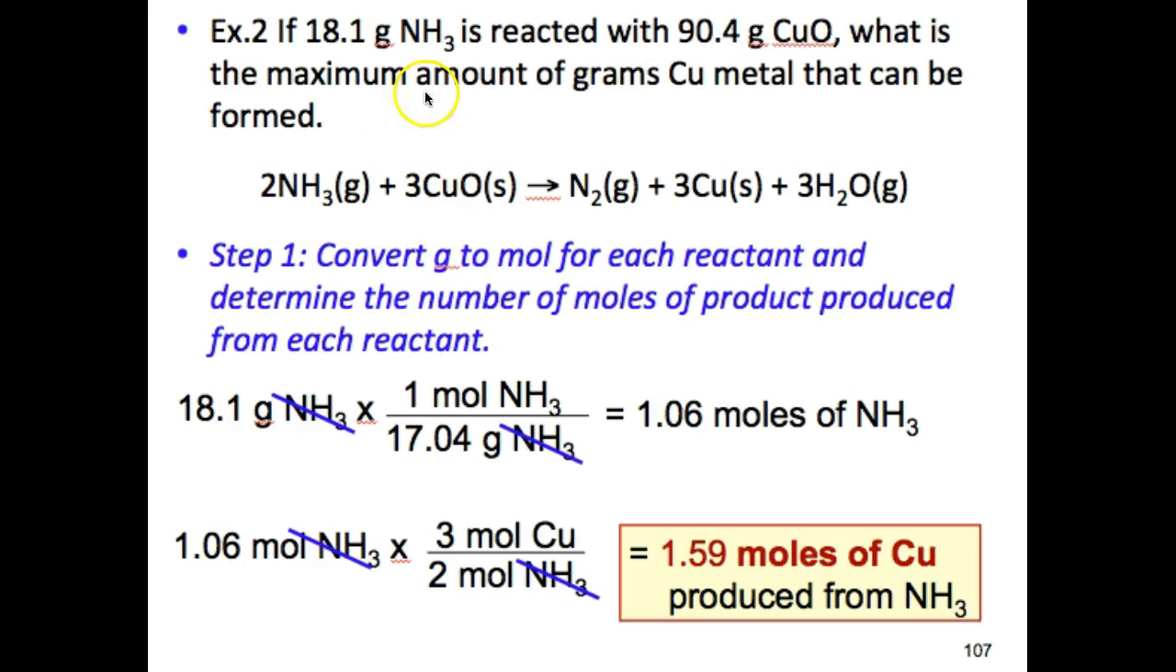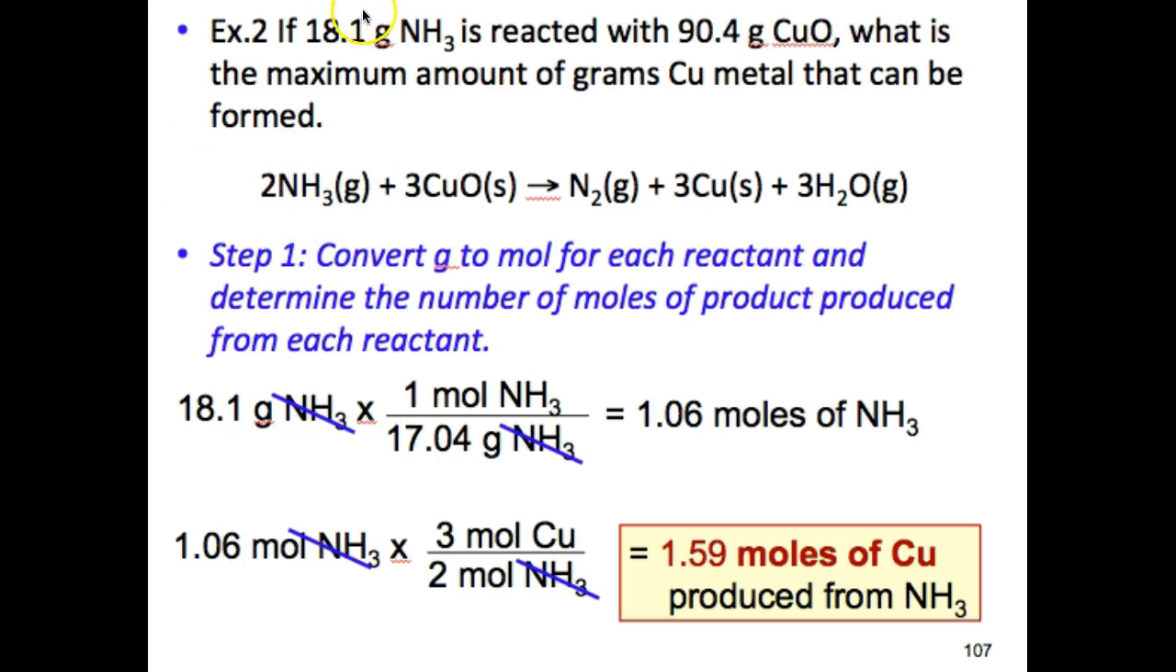In our next example, we're given grams of ammonia and we're given grams of copper(II) oxide, and what we need to do is figure out the maximum amount of copper that we could form. The first step is to take the grams that we have of each reactant and go to moles. After we go to moles of each, we're going to convert that to moles of copper to see which one makes less copper. The one that makes less copper is our limiting reactant.